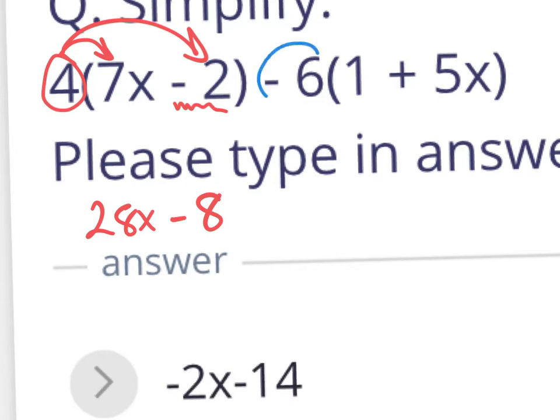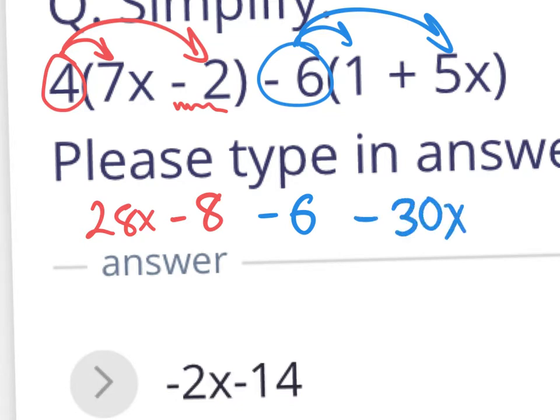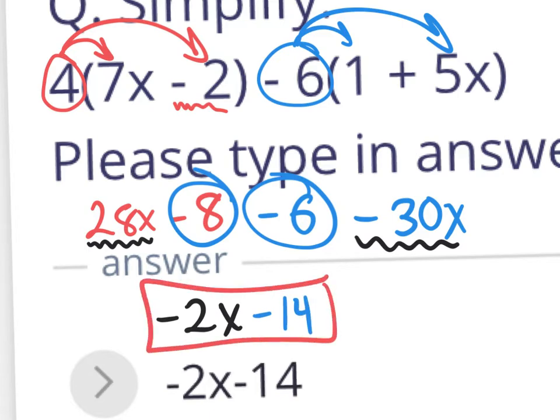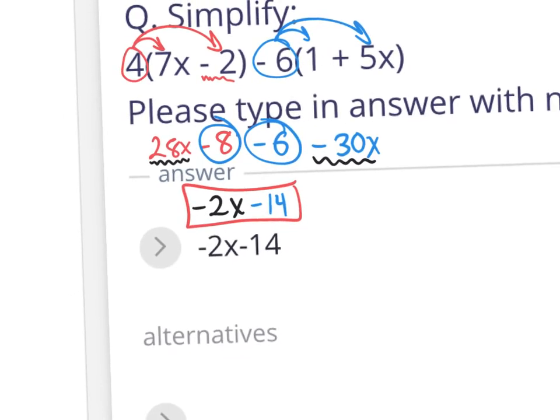And then we're going to distribute the minus 6 times 1, that's a minus 6. And then minus 6 times positive 5x, that's a negative 30x. And of course, when we combine the 28x with the negative 30x, we end up with a negative 2x. And then when we combine the negative 8 with the negative 6, we're going to end up with a negative 14. And there is your final answer, negative 2x minus 14. And as you can see, that's the answer that they give right here. Boom. Negative 2x minus 14.